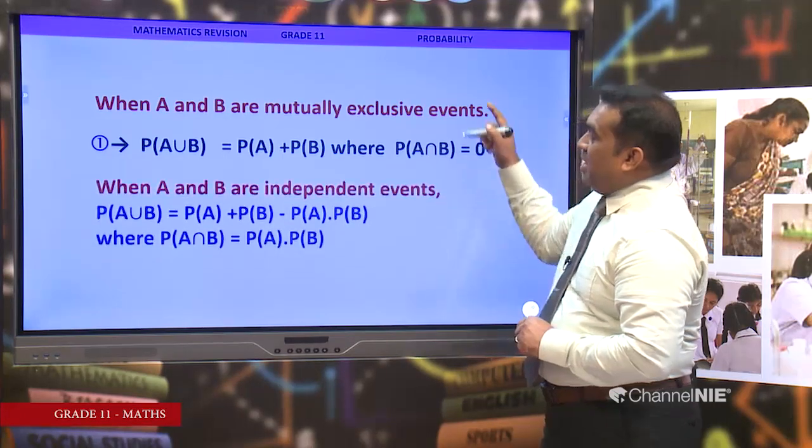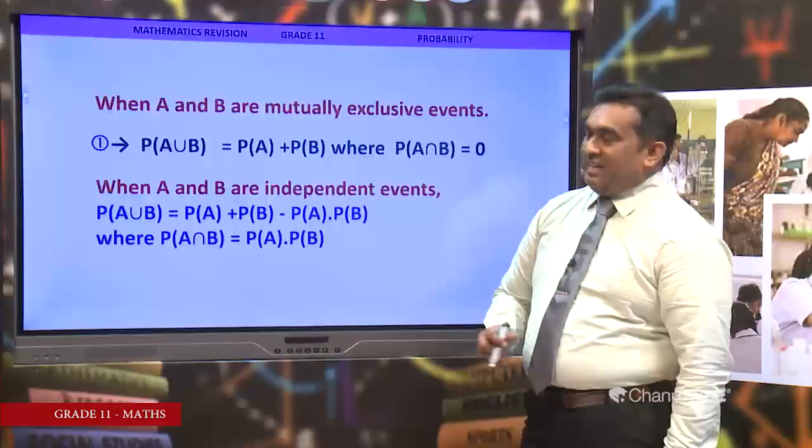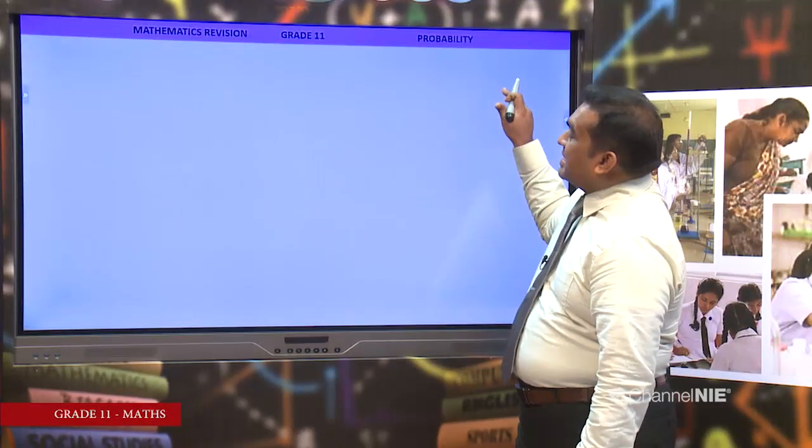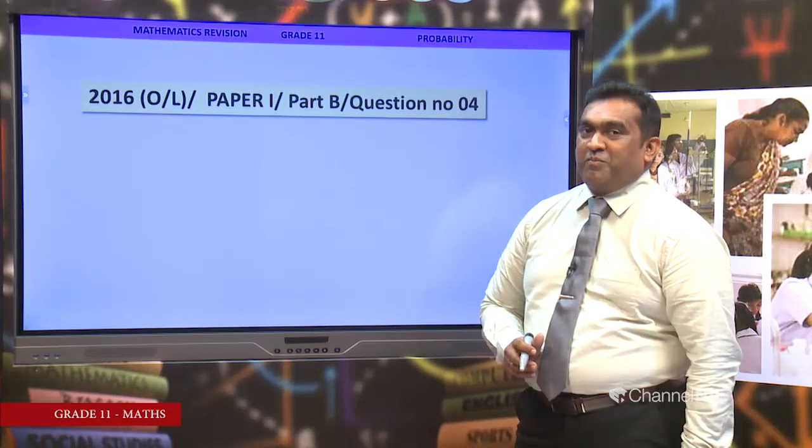Then, when capital A and B are independent events, we can rearrange our first relation as P(A union B) equals P(A) plus P(B) minus P(A) multiplied by P(B), because of the condition P(A intersection B) is equal to P(A) dot P(B). Right? Now, we can see some different applications of these concepts.